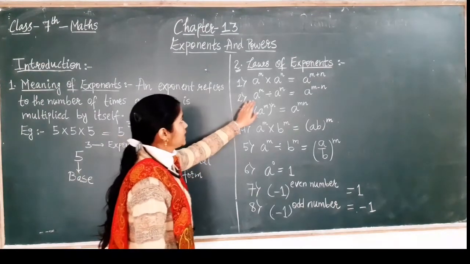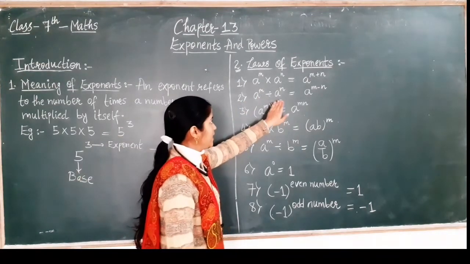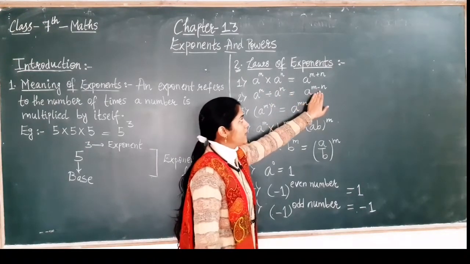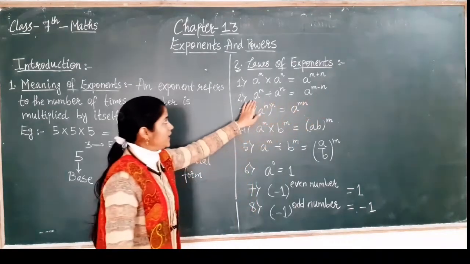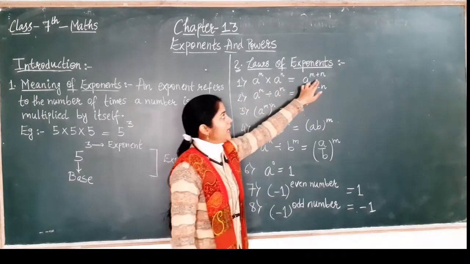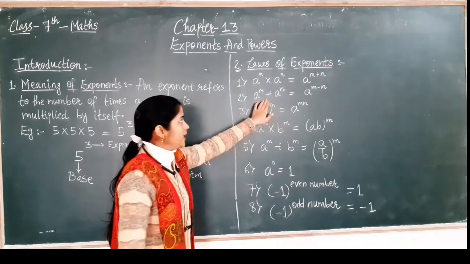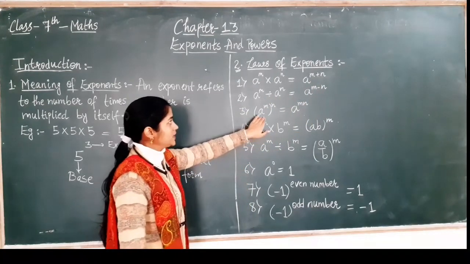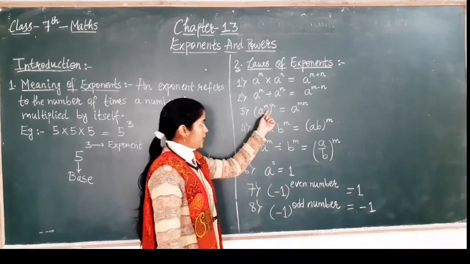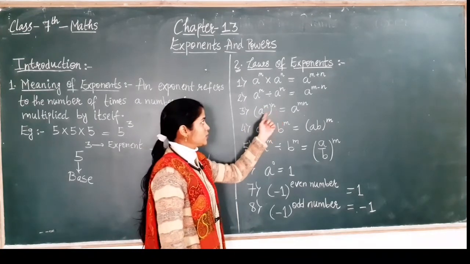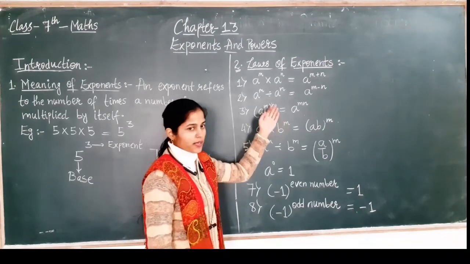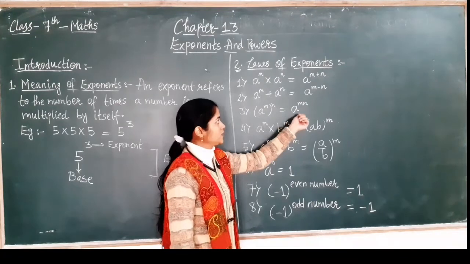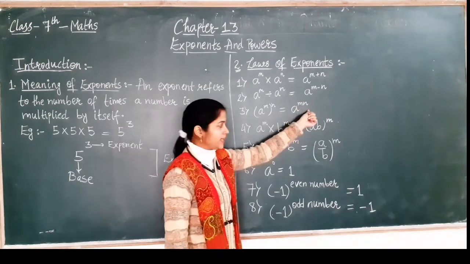So the second formula is a raised to the power m divided by a raised to the power n is equal to a raised to the power m minus n. So we have seen that in multiplying we add the powers and in dividing we subtract the powers. Now in this case, a raised to the power m whole to the power n, this is known as power of power. So in this the product is equal to a raised to the power m into n.